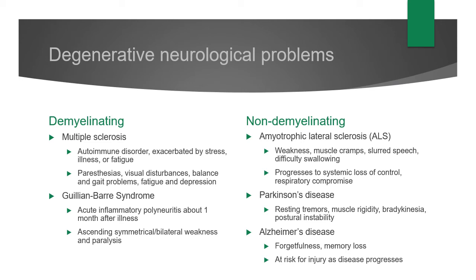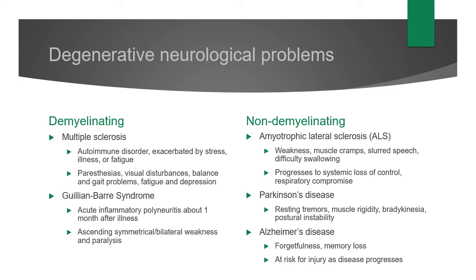Aspiration is really one of the things we worry about, as well as respiratory failure and pneumonia. Many of these patients will need intubation and mechanical ventilation and even enteral feedings as the disease progresses.